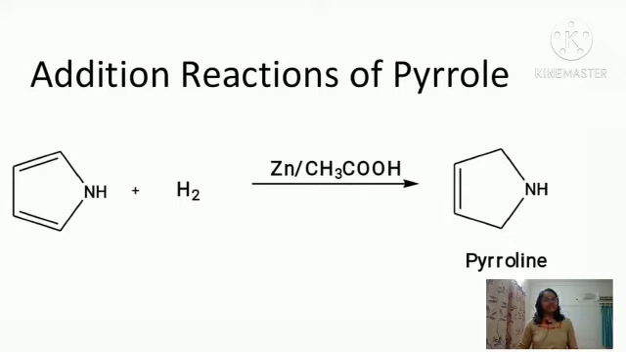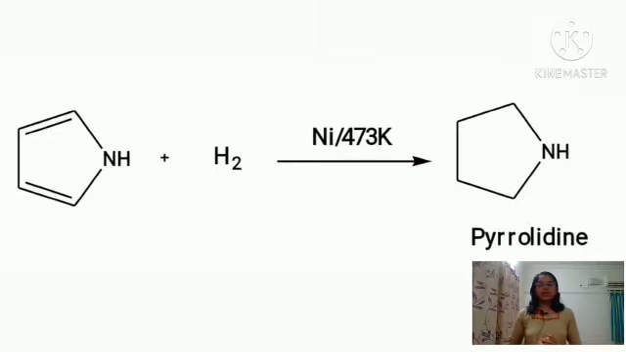Next, we can discuss the addition reactions of pyrrole. That is, when pyrrole is treated with hydrogen in the presence of mild reducing agents such as zinc in the presence of acetic acid, we get pyrroline as the major product. When pyrrole is treated with hydrogen in the presence of a strong reducing agent such as nickel, palladium or platinum at high temperature and pressure, we get pyrrolidine. That means all the carbon-carbon double bonds get added with hydrogen atoms.